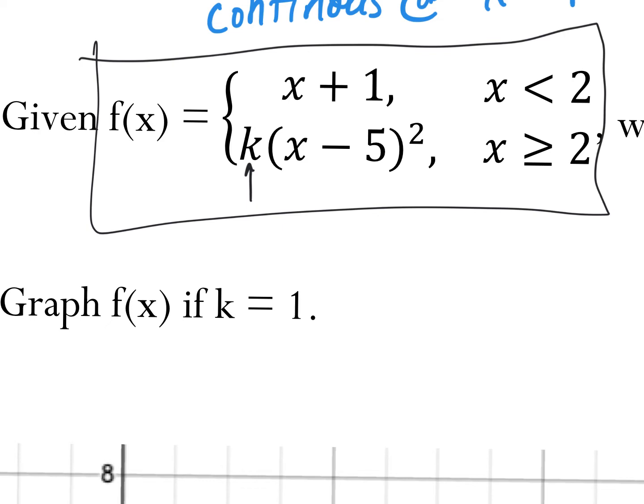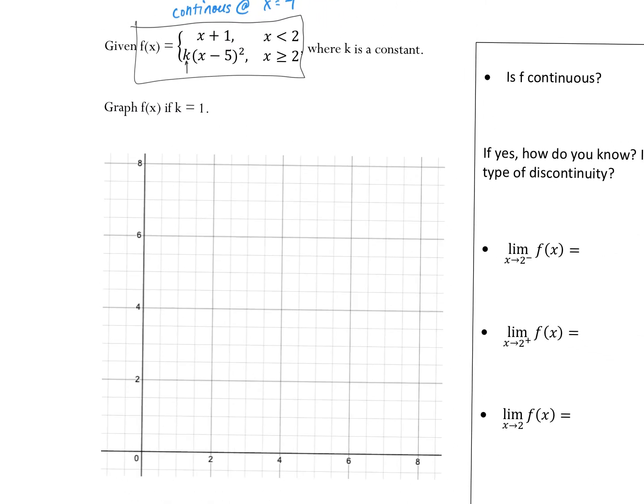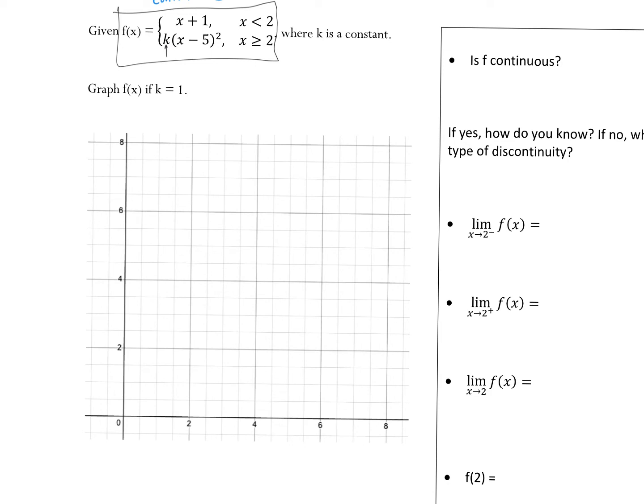Okay? All right. So let's start with sketching a graph of what this would look like right now. We're going to start with k equaling 1. So if I put an invisible 1 here, if I asked you to graph this piecewise function, what do we do?